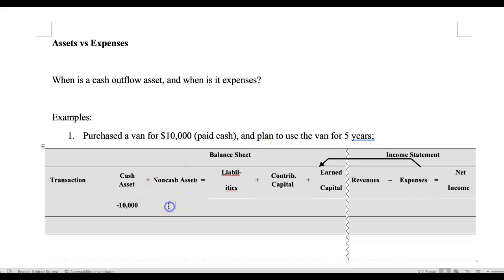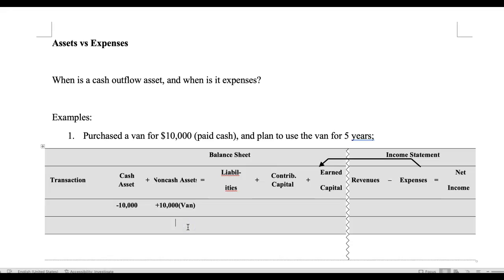Now, the key to this question lies in that a van will be used for more than a year, and it's unfair for us to count all of it as an expense for the current year, because for the next 5 years we are going to use it. We're going to use it to generate revenues. The idea of expenses is the cost to generate revenue, right? So we can't put all the $10,000 cash that we pay in the expenses, because it's not only used for this current period. Remember, the income statement is only for the current period. So you have to record an asset.